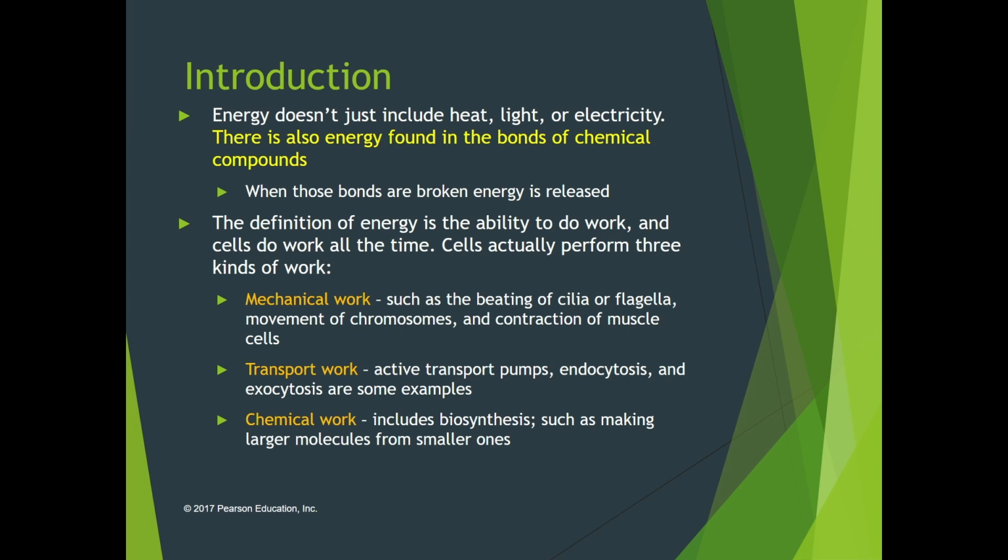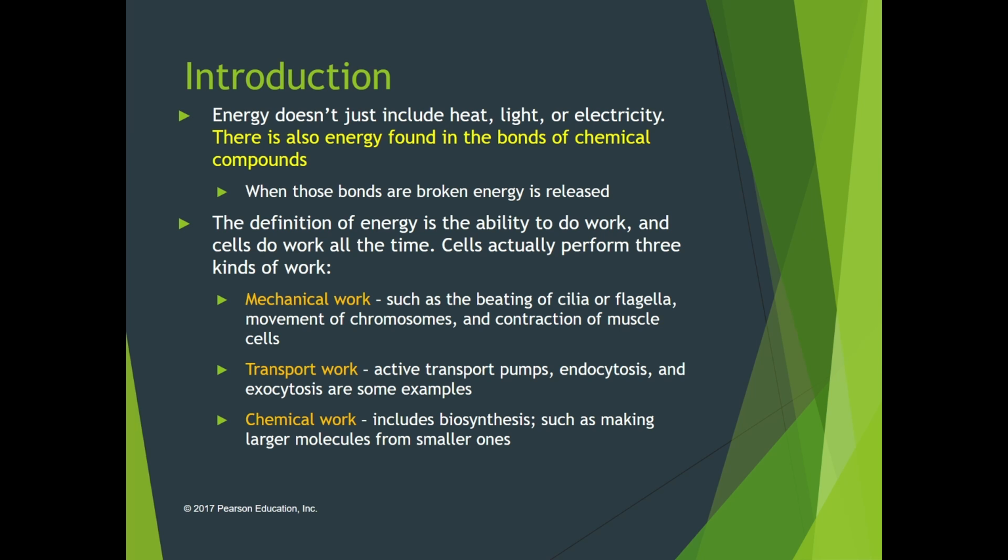Cells actually perform three kinds of work: mechanical work, transport work, and chemical work. Mechanical work would be something like riding your bike and using your legs to push the pedals. But in cells, it would be something like beating cilia and flagella to move things past the cell or move the cell itself. It would also be contraction of muscle cells. And muscle cells use things like actin and myosin, really tiny fiber proteins, in order to cause contraction.